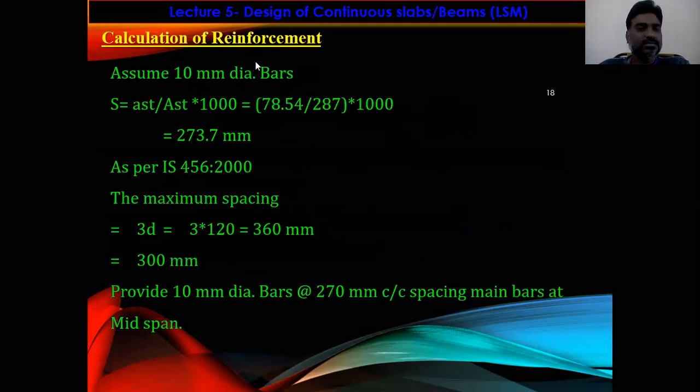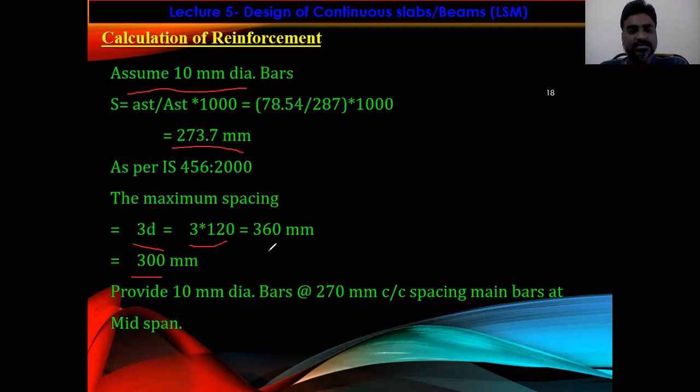So that is assuming 10 mm dia bars. So therefore the spacing is 273.7. Right. And as per IS 456 2000, this is also a main reinforcement. Remember, this is not a distribution reinforcement, right? So therefore, same specifications apply here. That is, the maximum spacing should not be greater than 3 times D and 300 mm, whichever is less. So 3 times D is 3 into 120, that is 360 mm, and this is 300.